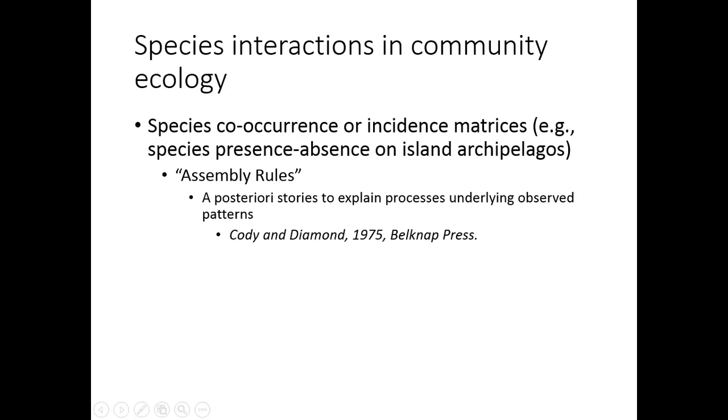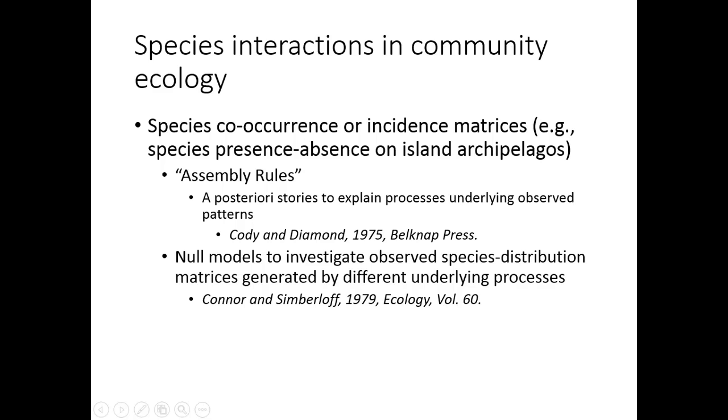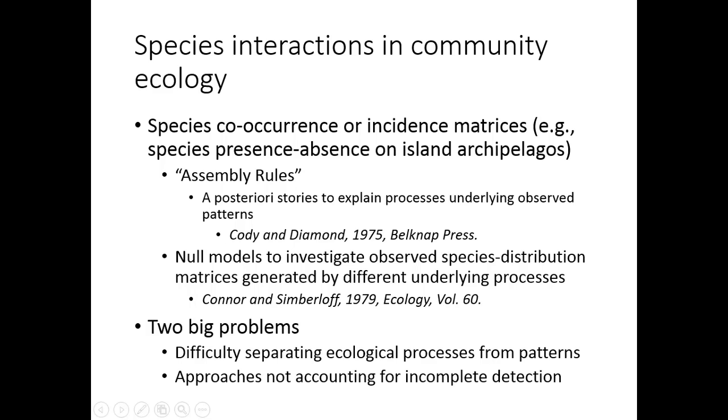Occupancy data are central to understanding species interactions in community ecology. Historically, a posteriori assembly rules have been used to explain observed patterns. Null models are often used to investigate observed species distribution matrices generated by different underlying processes. However, there are two big problems with the historical approaches. There is difficulty separating ecological process from pattern, and the approaches do not account for incomplete detection.